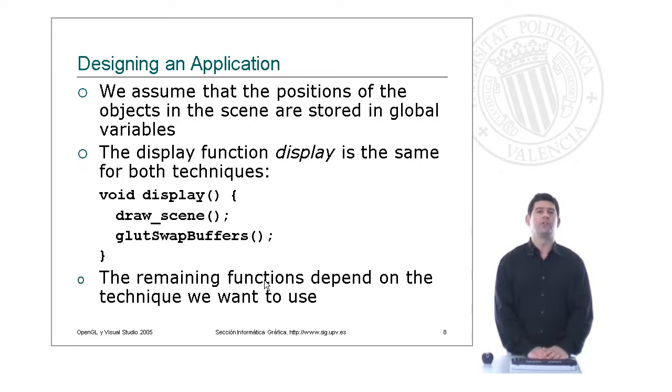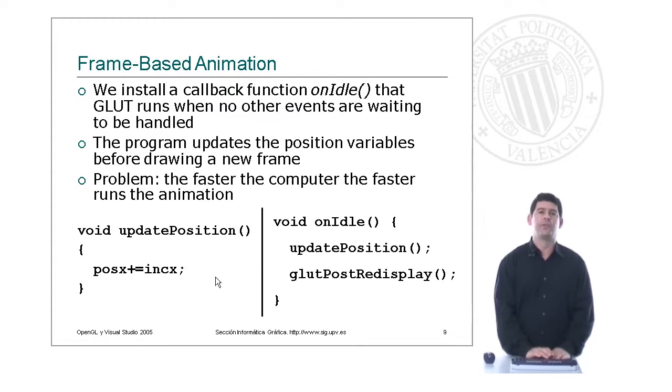We assume that the positions of all the objects in the scene are stored in these global variables, and we assume that the display function is the same for the two animation techniques that we're going to be addressing. This display function will have two parts, a part that will draw the scene and a second part that will invoke the glutSwapBuffers function. The remaining functions depend on the technique that we want to use. So let us start with the frame-based animation technique.